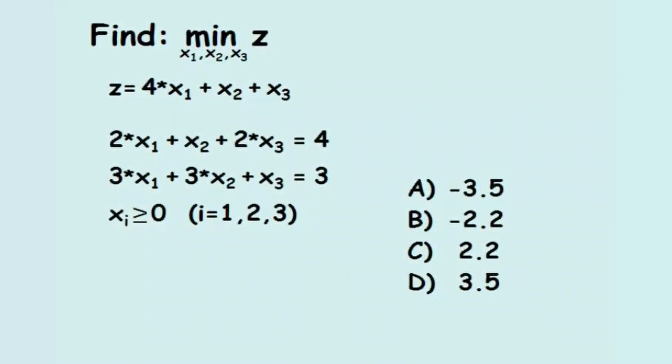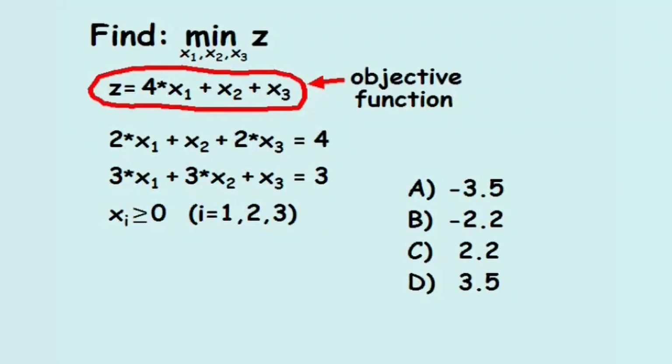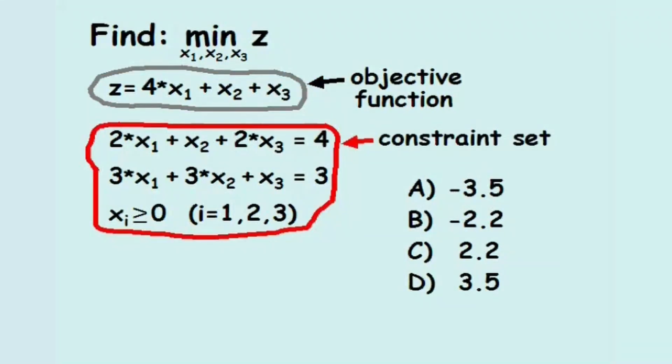Find the minimum value of z. In this problem, the objective function to be minimized is z equals 4 times x1 plus x2 plus x3. The constraint set is composed of two equality constraints where decision variables x1, x2, and x3 are non-negative.